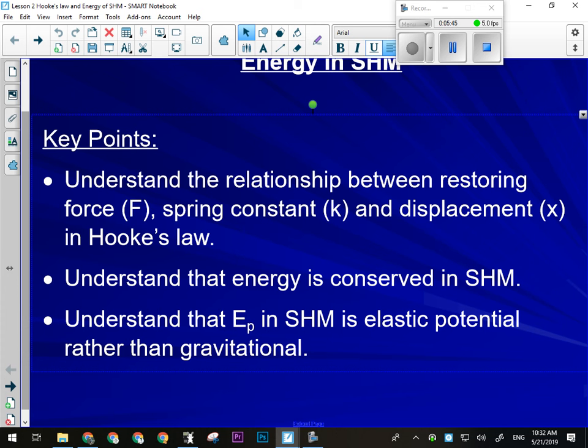All right, and then obviously the last thing here, understand that EP in simple harmonic motion is going to be elastic potential rather than gravitational. If we're talking about a pendulum, it is exactly like a roller coaster. It uses gravitational potential energy, right? But a mass on a spring obviously uses elastic potential energy instead.